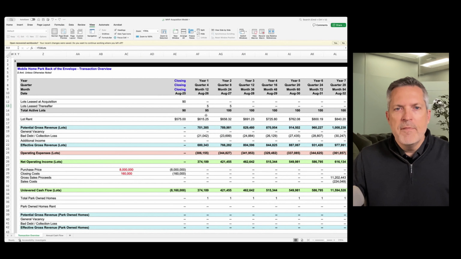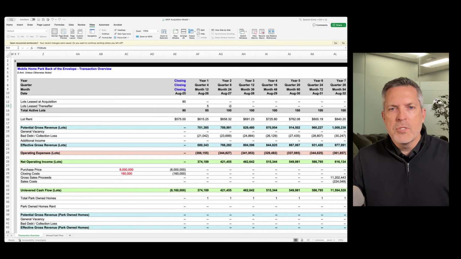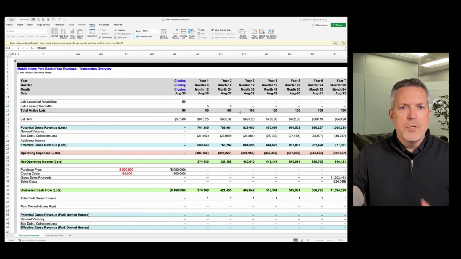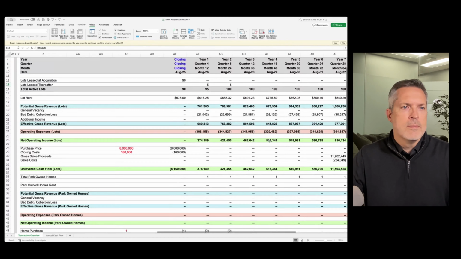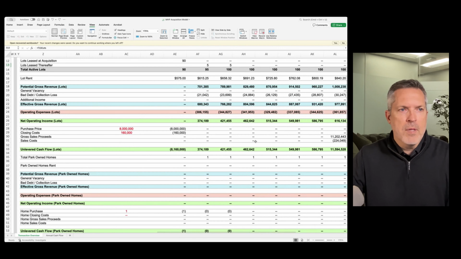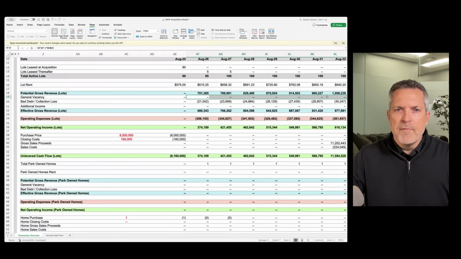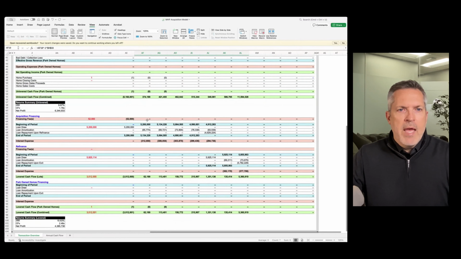Okay, so we talked about infill. We said we were going to do 5 a year, so this thing's full by year 2. Here's the lot rent increases, right? And so you have your potential revenue for lots, your bad debt. We should have put this in here. You can fix that. This was a miss. This is something we would want to fix. We'd want to add a general vacancy allowance here, just to make sure that you're not assuming the thing's 100% occupied at all times. Okay, so then we have the acquisition financing.